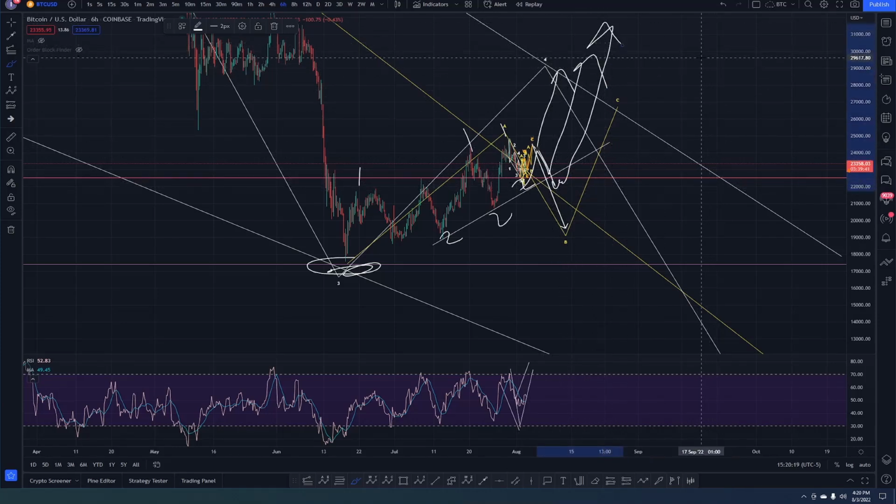I think I did talk about it, ultimately up to about 26, 27K. But this could go even higher than that, so we could go up and break structure there. There's so much more we could look at and say.